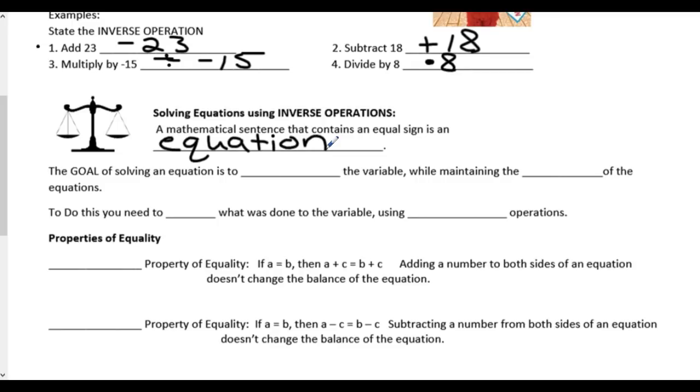The goal of solving an equation, so the whole point of this, is to isolate the variable, which means really getting it alone. I want it all by itself with nothing else stuck to it. But I have to do this using the laws of algebra and not breaking any rules, so I need to maintain the balance of the equation. So to do this, we need to undo whatever was done to the variable using those inverse operations we just talked about.